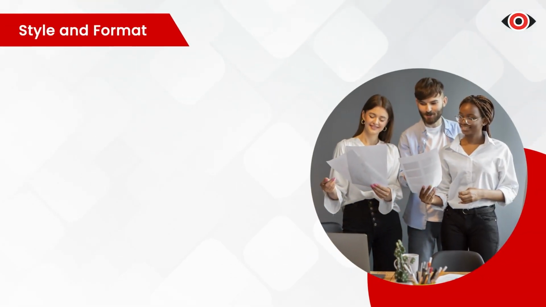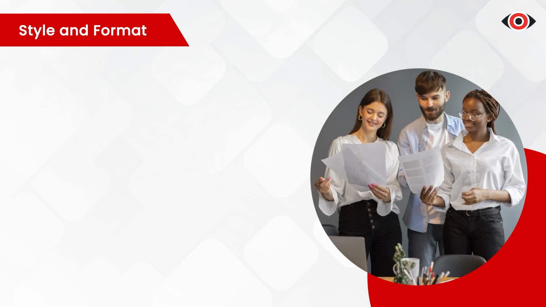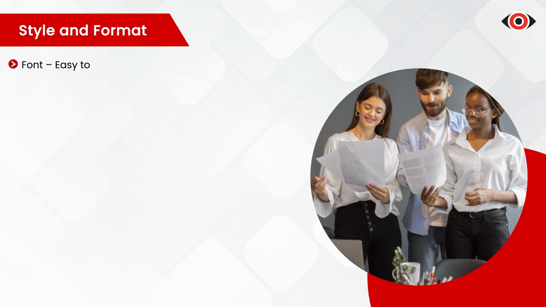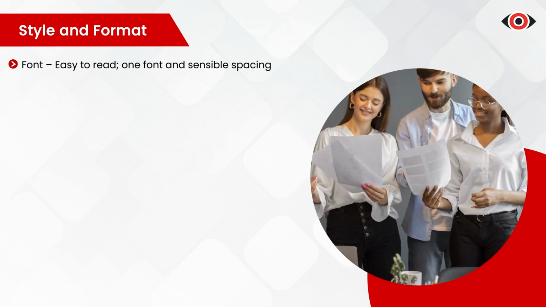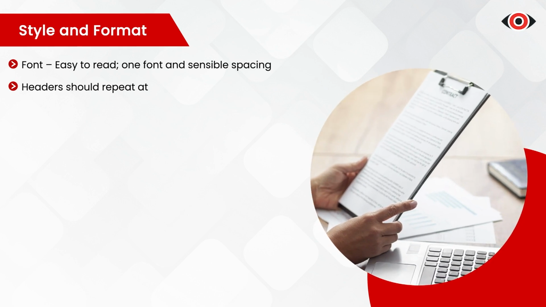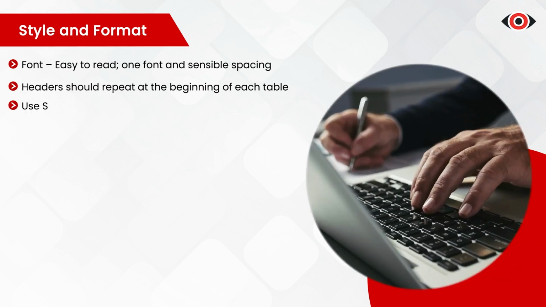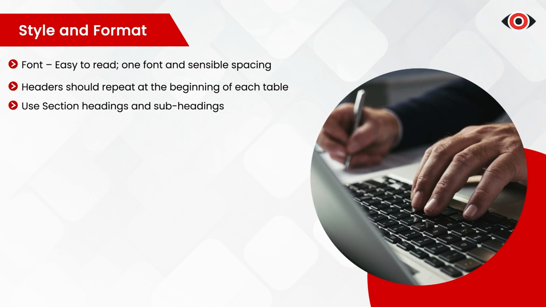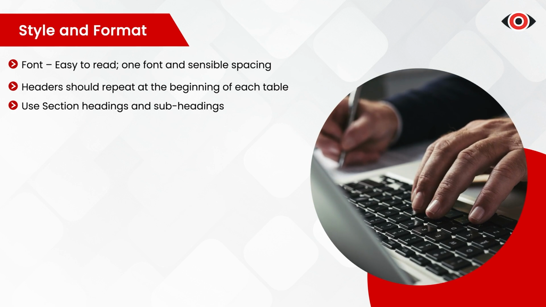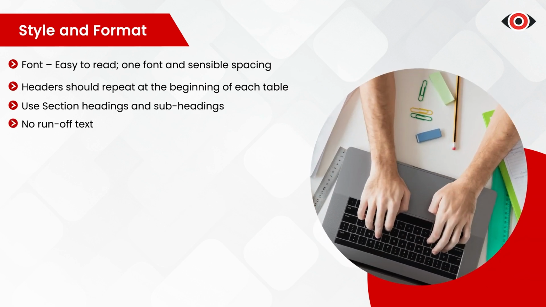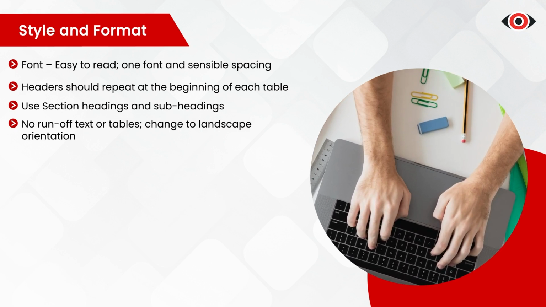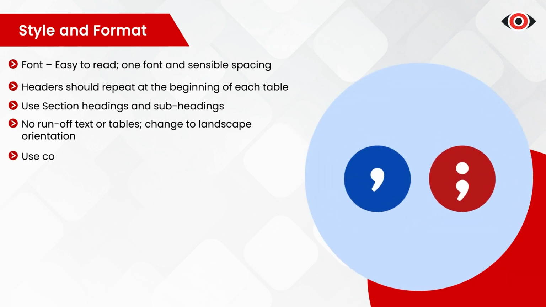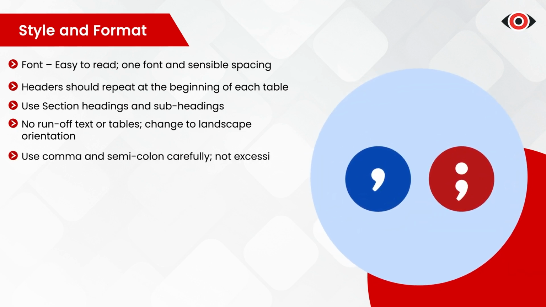In terms of style and format, here are some tips and suggestions that you can use. Use an easy-to-read font and one font throughout the report with sensible spacing. Headers should repeat at the beginning of each table. Use section headings and subheadings to separate different viewpoints in the report. Ensure that there are no run-off text or tables, and if necessary, change your orientation from portrait to landscape. Use a comma and a semicolon carefully and frugally and not excessively.